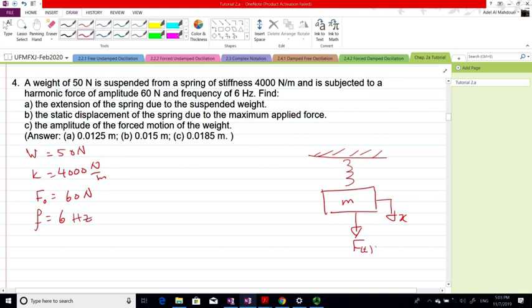Now find the extension of the spring due to the suspended weight, okay? They didn't mention the applied force until now. So let's try doing that using only the suspended weight. Let's write it. Answer A would be the extension due to the suspended weight. What will you get?